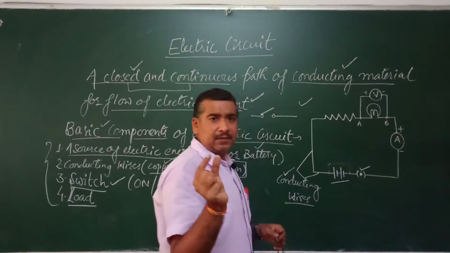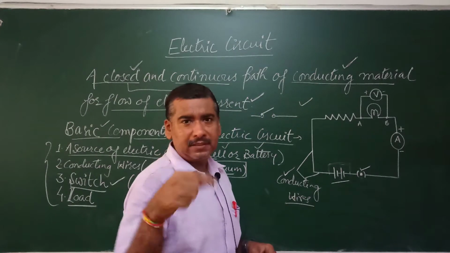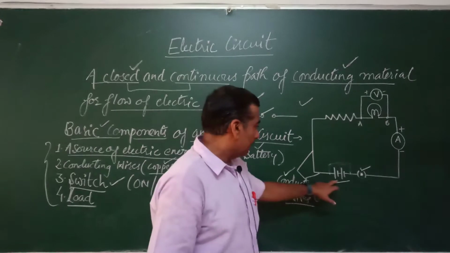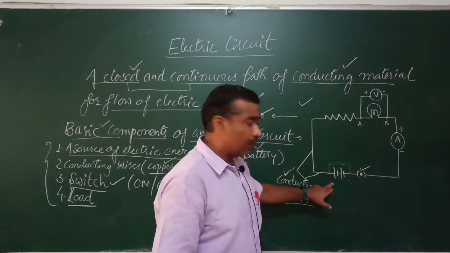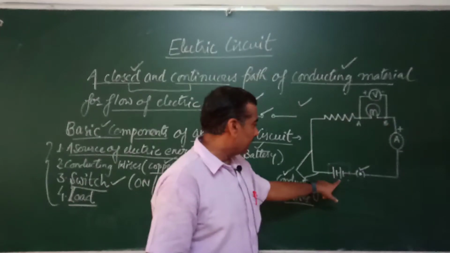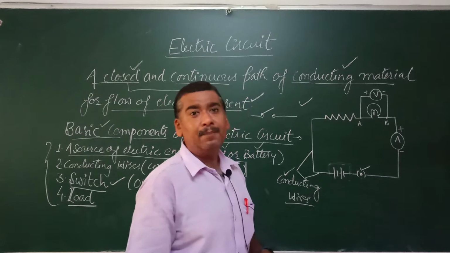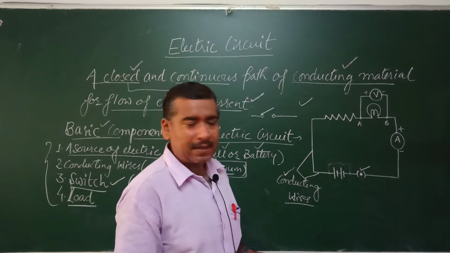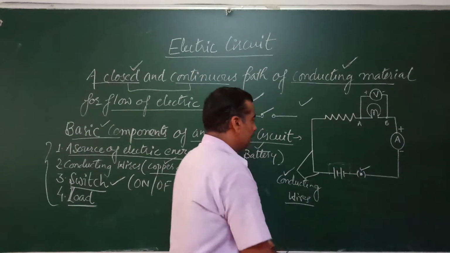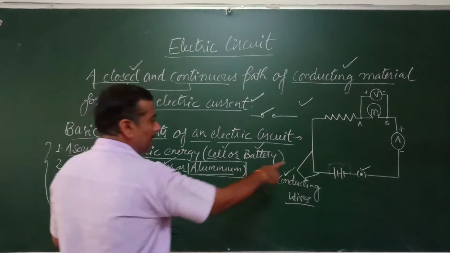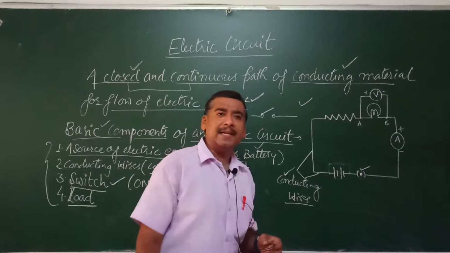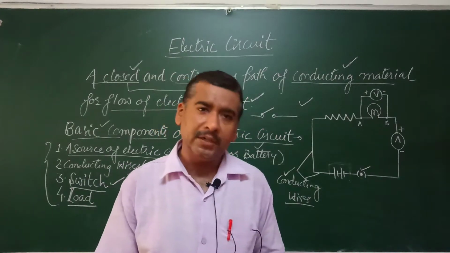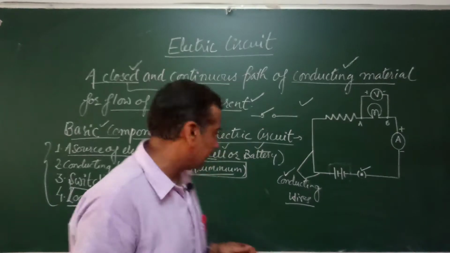Now if there is only a single source, that means a single cell, it is a cell. But if there is more than one cell and they are connected in series, this is known as a battery, right. A combination of two or more cells is known as a battery. So this is a battery, right. So it provides the electrical energy. Electrical energy in other words is also known as the electrical potential difference, right.